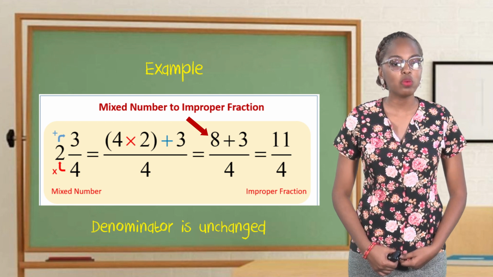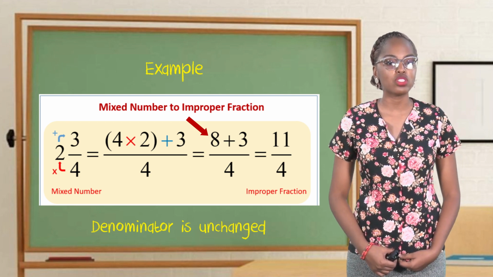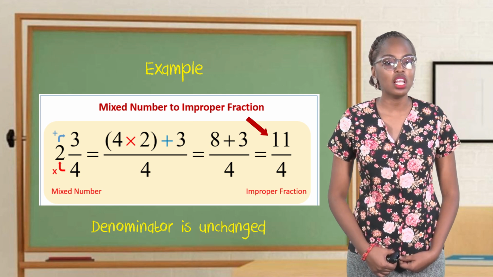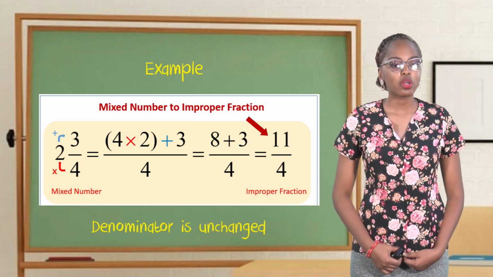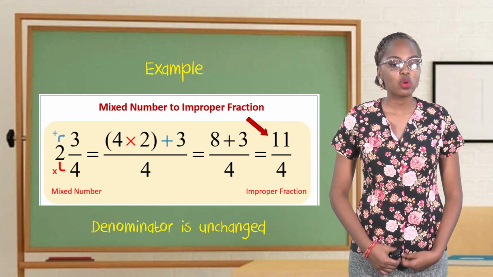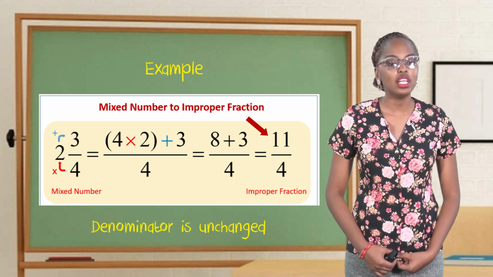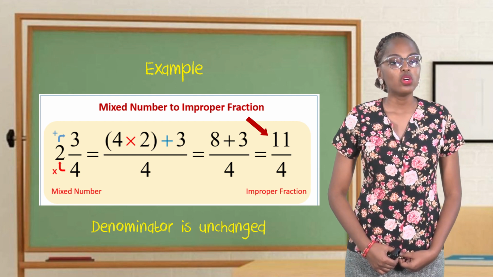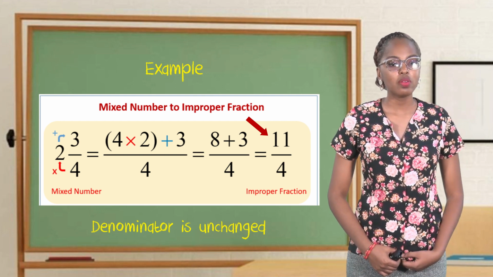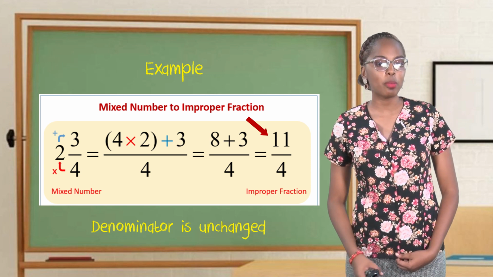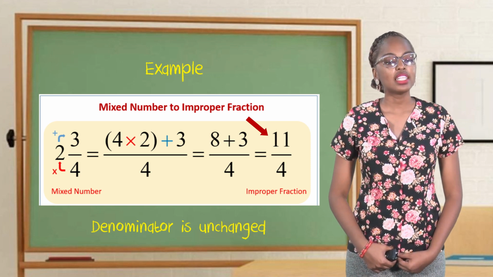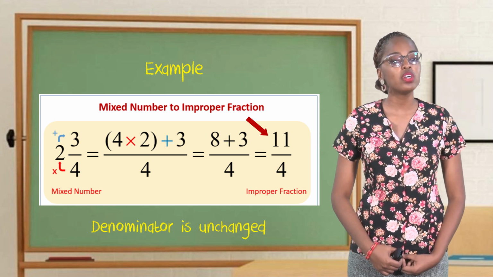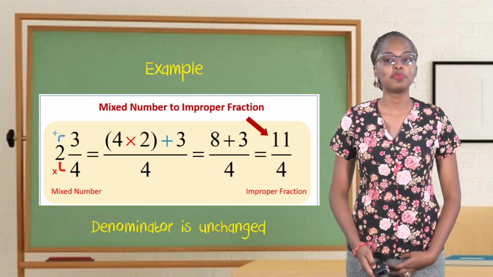That working would give us 8 plus 3. When we add them together, that will give us 11. Therefore, 2 3/4 is equal to 11/4. So, the mixed number can be converted into an improper fraction and the numerator value will change, but the denominator value does not change.